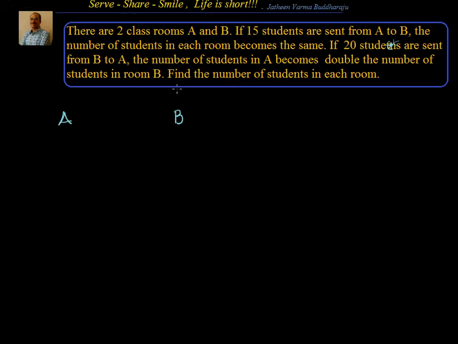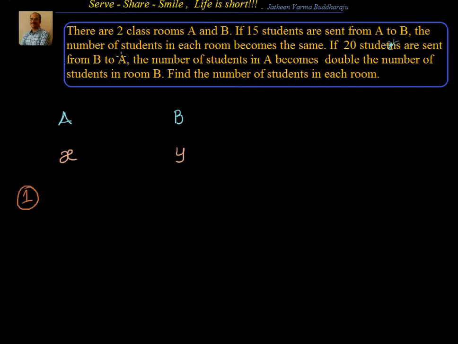So we have to find the number of students in each room. Let us say the number of students in each room are X and Y. Now let's try to understand the first condition.